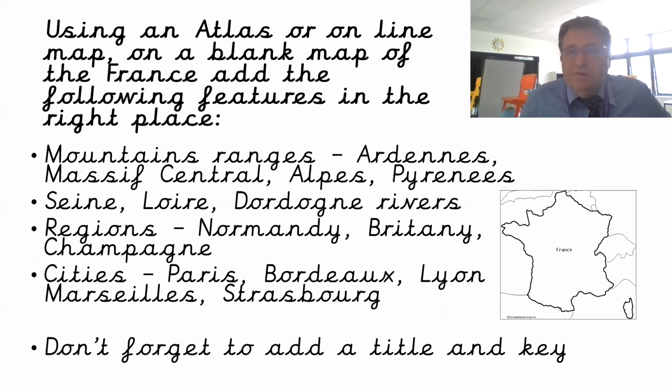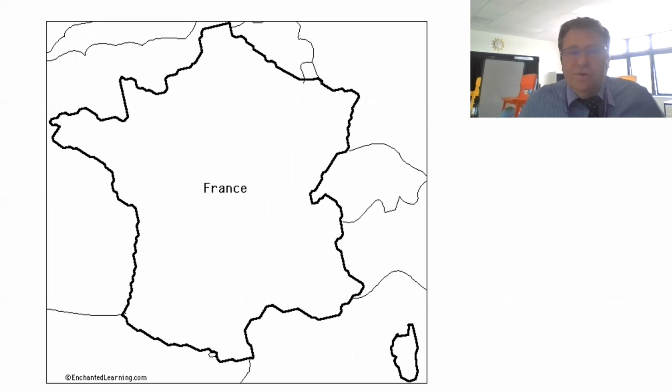Cities may be a red dot, but add a key, add a title, and then maybe get someone to photograph your work, and so you can add it up to Tapestry so I can have a look at it. So that's your task today, to draw an outline map of France and add all these geographical features so you get a good idea of the overall geography of France. And here is a map that if you can't download one yourself, you can hand draw or copy to add your features to.